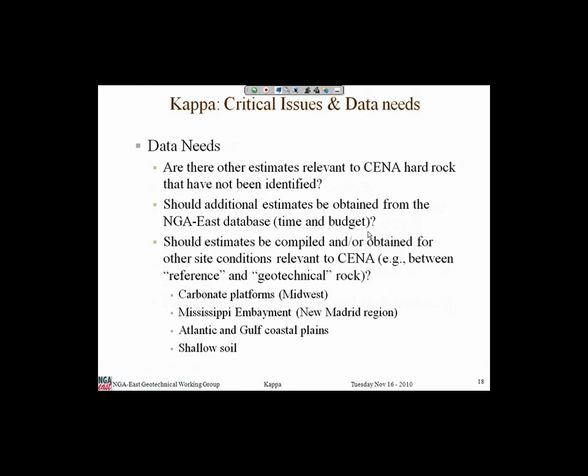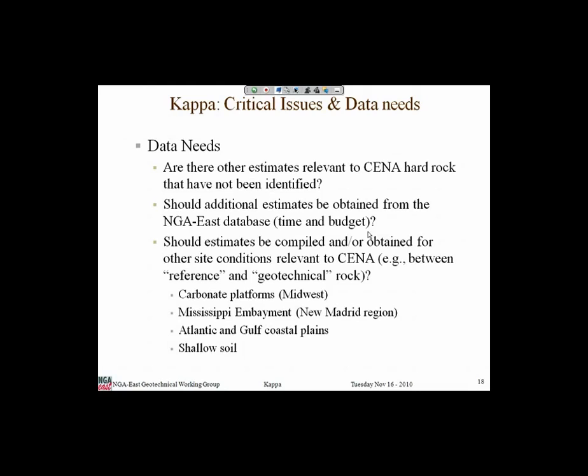Should additional estimates be done by the database? We're now going to have this very nice Eastern U.S. database. It's possible that now we could get some additional Kappa estimates from that. Now, should we compile some estimates for other site conditions relevant to CNA?